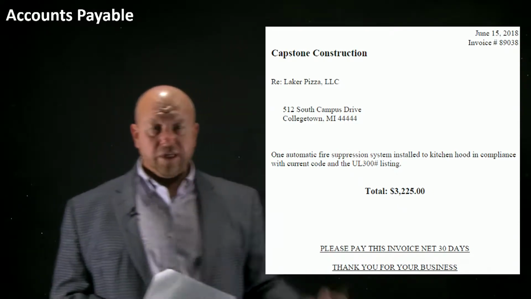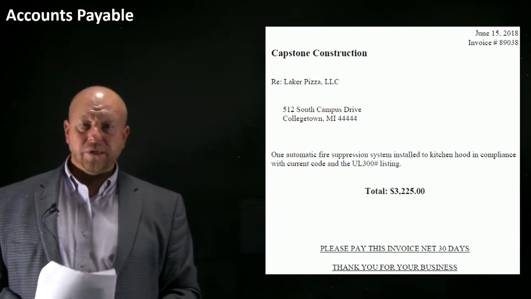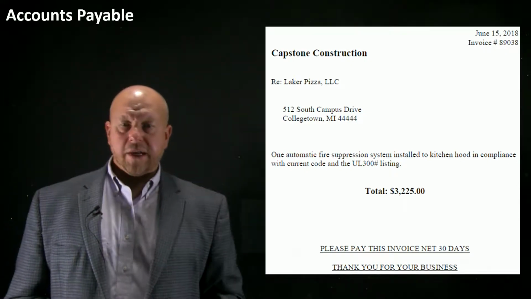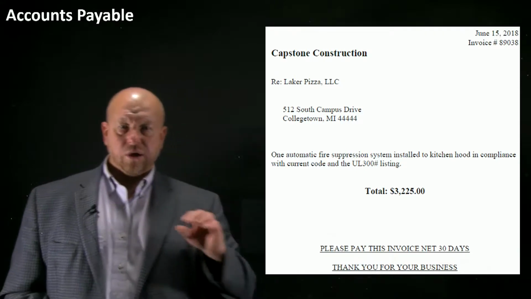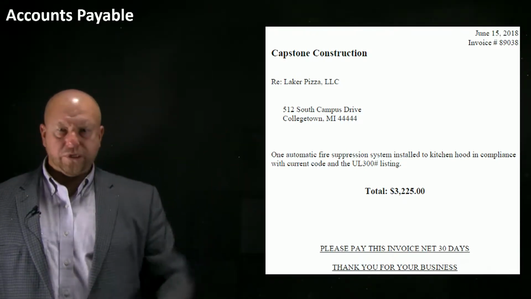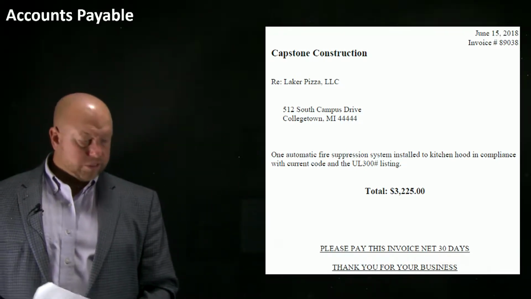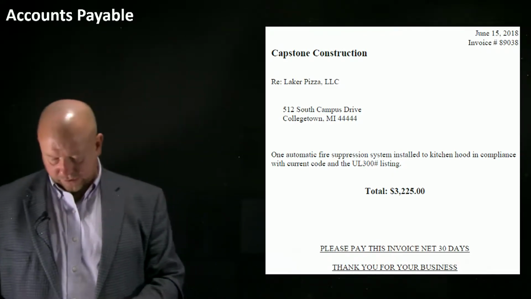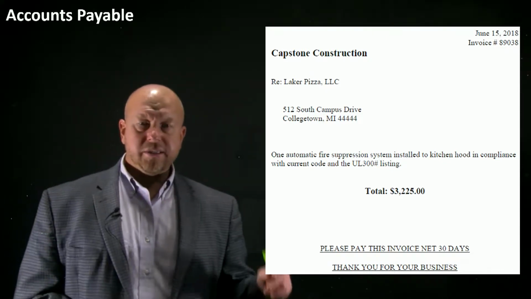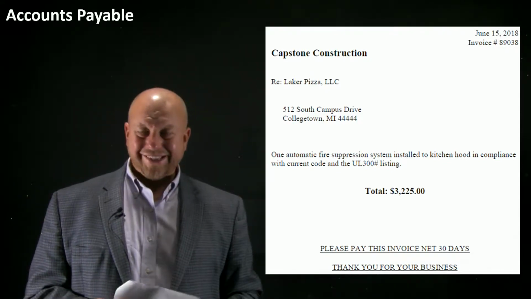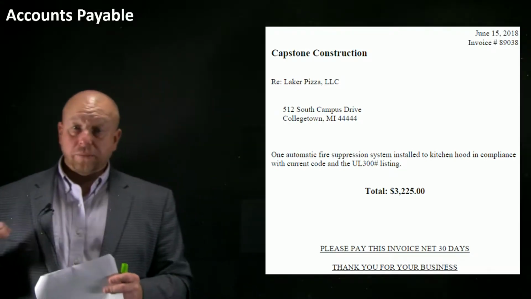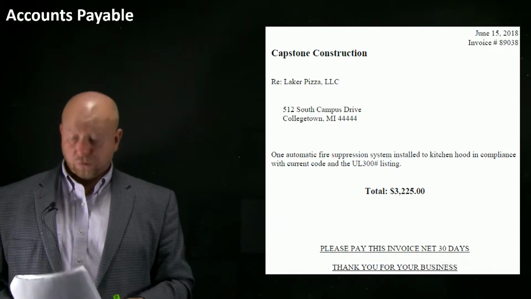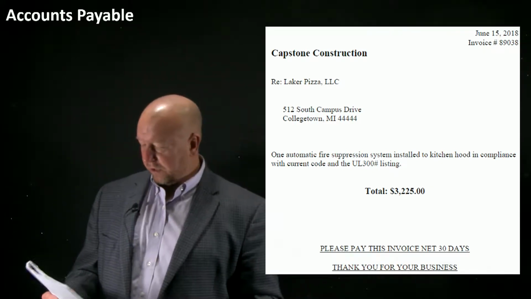Invoice is dated June 15. We have the invoice number. We have the address over here and then a description. One automatic fire suppression system installed to the kitchen hood, and some other details, of course. Total due is $3,225. Please pay this invoice net 30 days. You see, those terms are important. This is the vendor, Capstone Construction, telling Laker Pizza that we want you to pay this invoice within 30 days. Of course, you can pay it sooner, but don't pay it after 30 days. And thank you for your business.